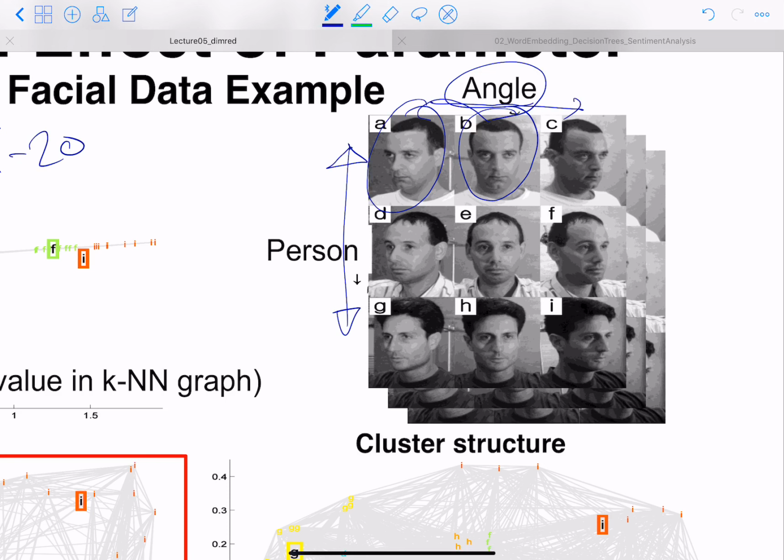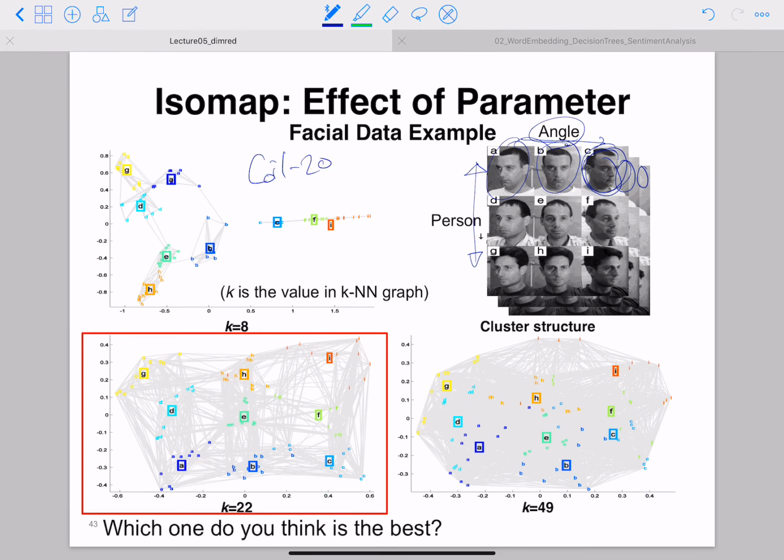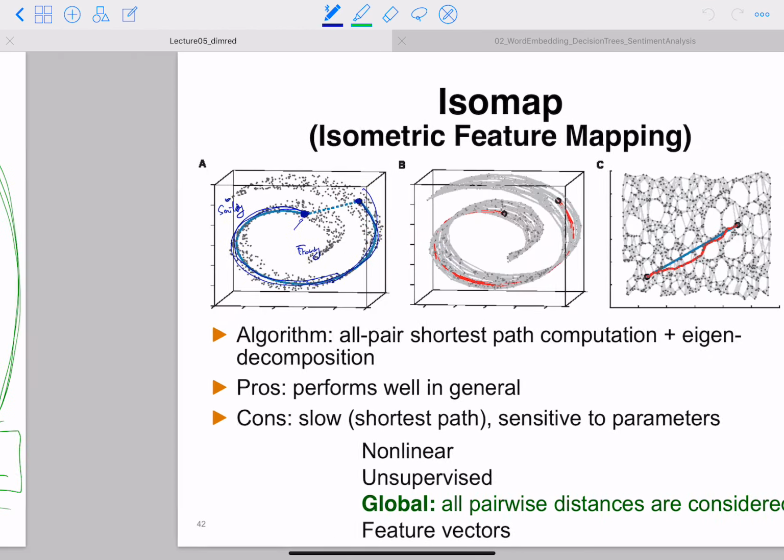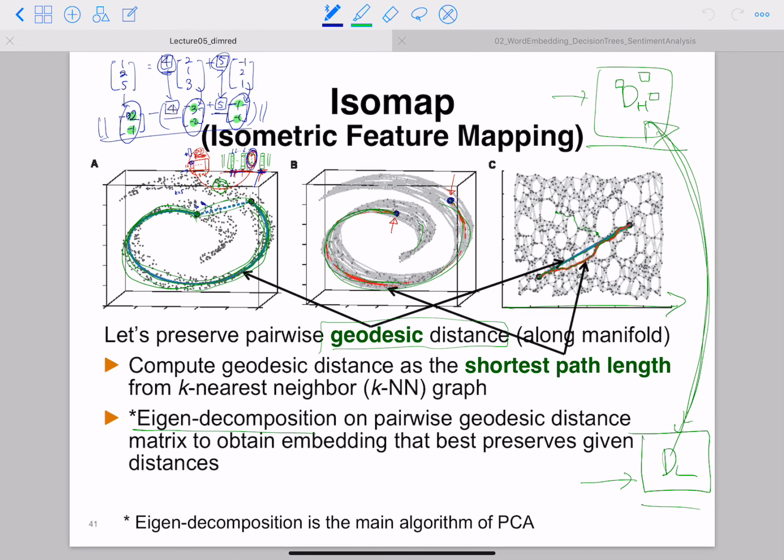Okay, and then suppose we have multiple images in the same angle and the same person ID and so on, right? In this case, we apply isomap to this data set, and these are the results of the isomap, where we set different k values, where k is the value used in the k nearest neighbor. So let's consider the effect of this k value in isomap.